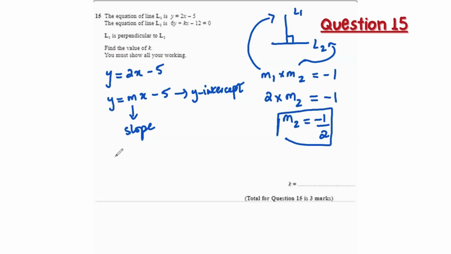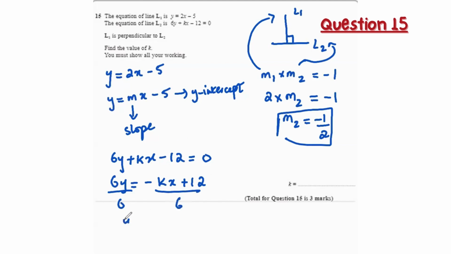Now let's rewrite L2, 6y plus kx minus 12, in the slope-intercept form. So we need to make y the subject. So we bring everything else to the other side. So it's going to be -kx plus 12. Divide both sides by 6. So that's going to be y equals -kx over 6 plus 2, because 12 divided by 6 is 2.